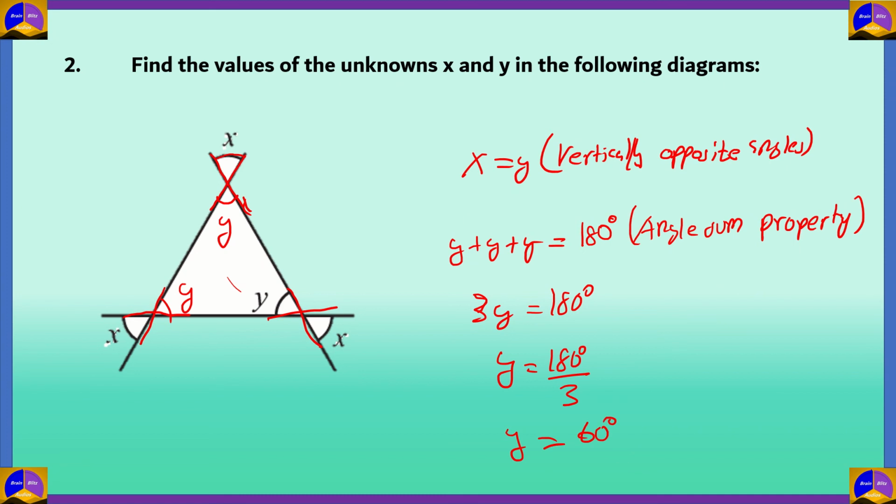Now, since x is equal to y, x would also be equal to 60 degrees. So in this diagram, x is equal to 60 degrees and y is also equal to 60 degrees.